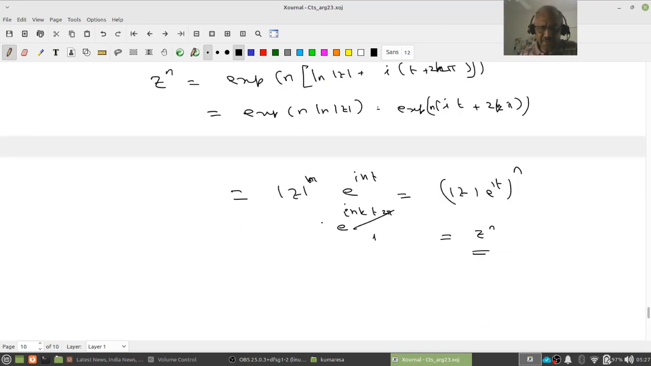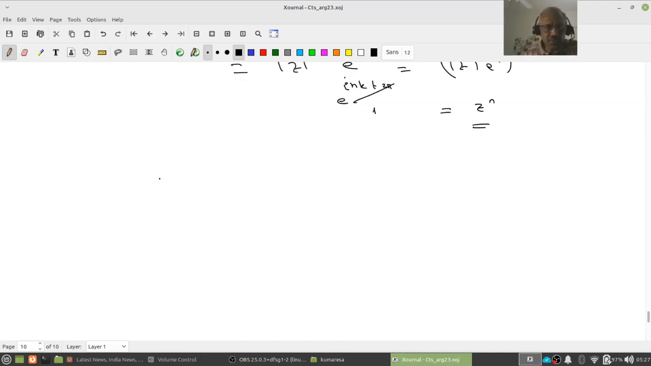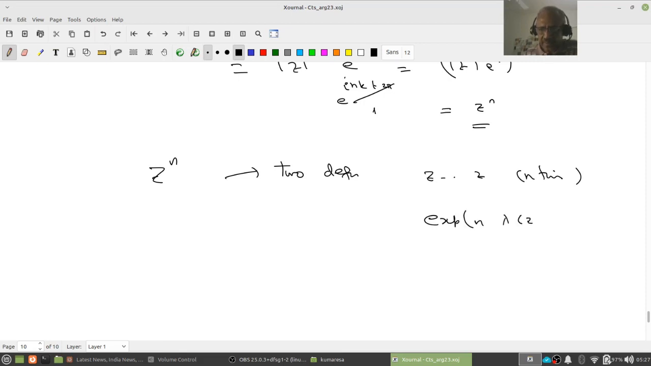Do you understand what I am doing? What I have shown, please go through. What I have shown is for z power n there are two definitions. One is z times z, n times, the other one is exponential of n lambda z, where lambda z is some logarithm of z. But what I am saying is, this logarithm may be multivalued, but I don't care, take any logarithm of z and this fellow will turn out to be z power n.